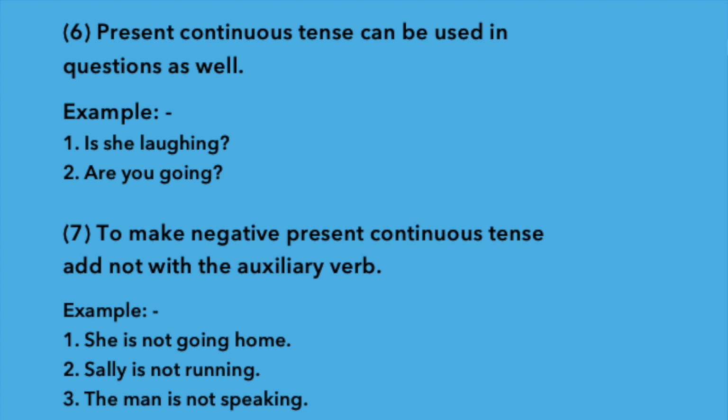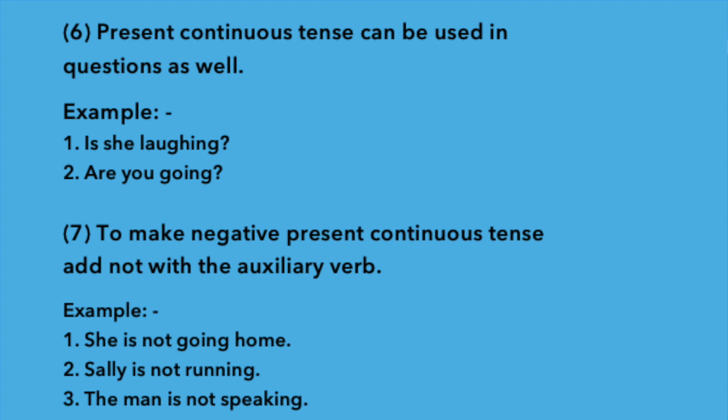In this sentence, is the auxiliary. So we add here not plus is. Or Sally is not running. Sally is running. We added not with is. Sally is not running. The man is not speaking. They are laughing. They are not laughing. So if you want to make a present continuous verb negative, add not plus the auxiliary verb.